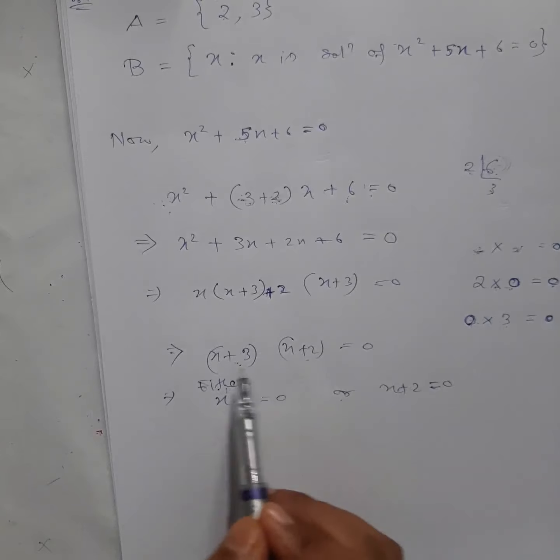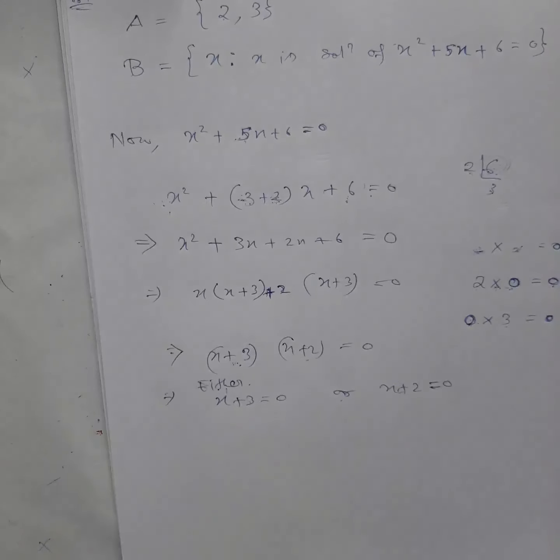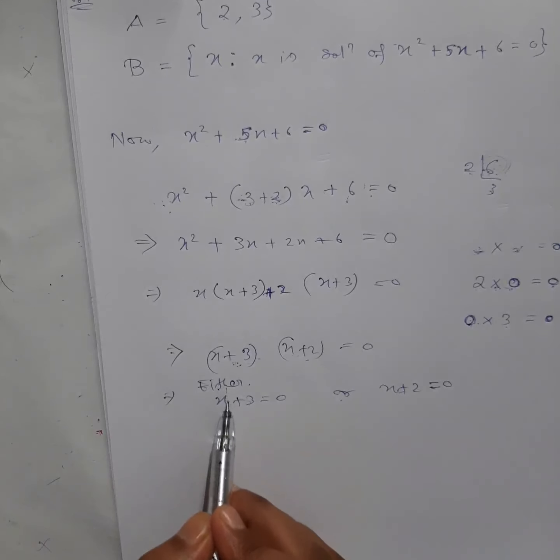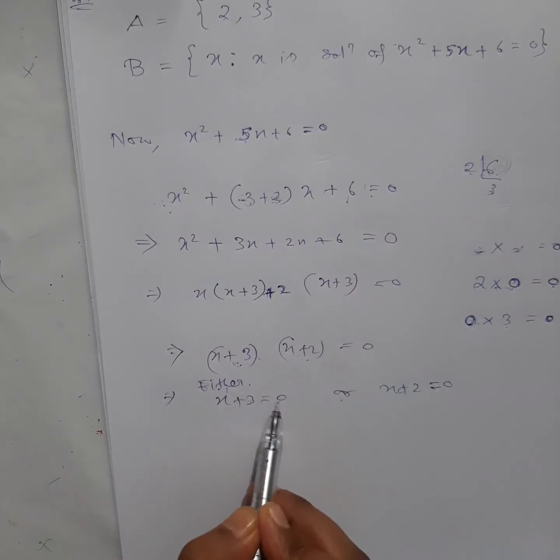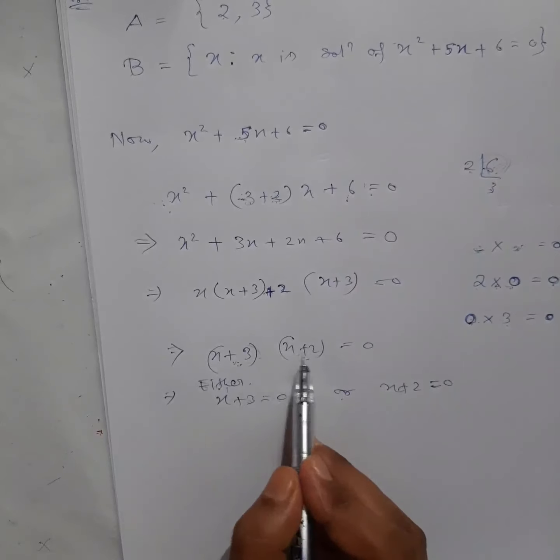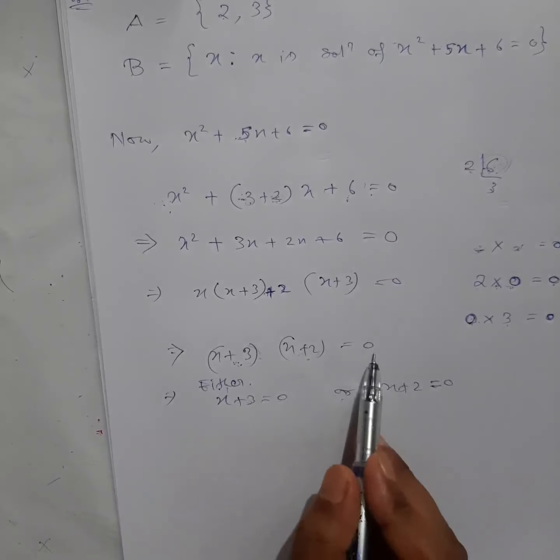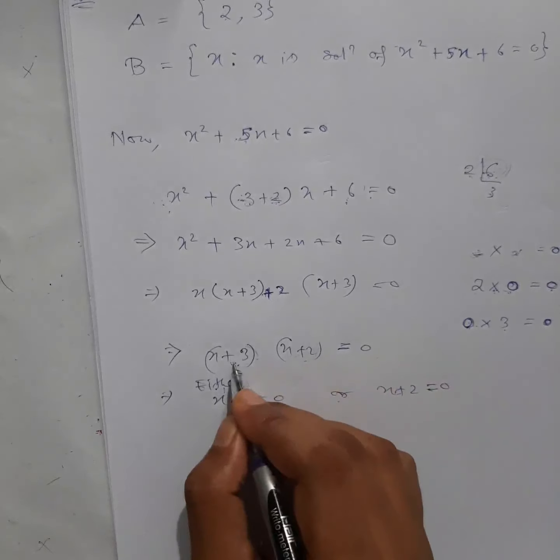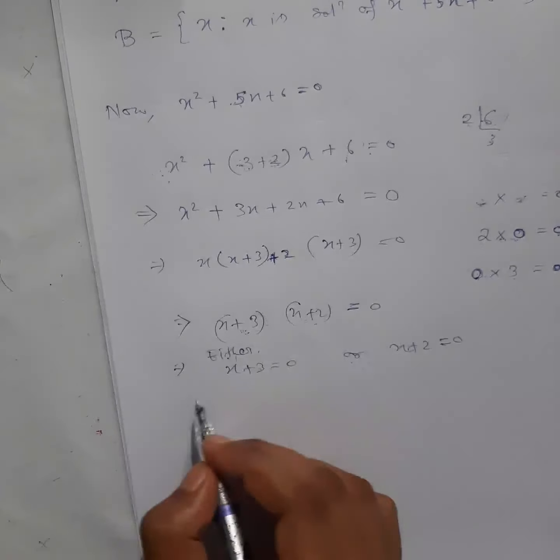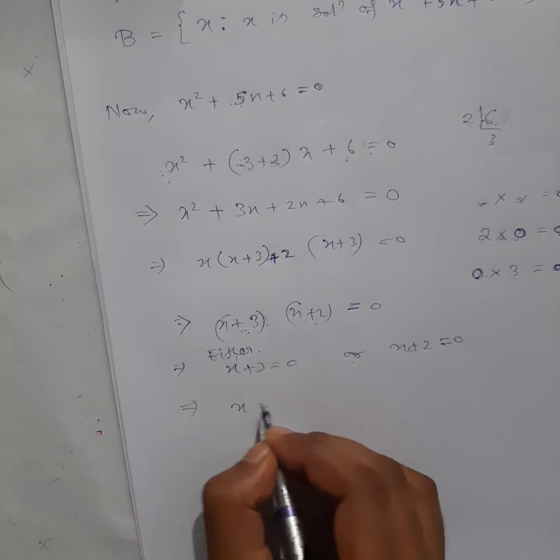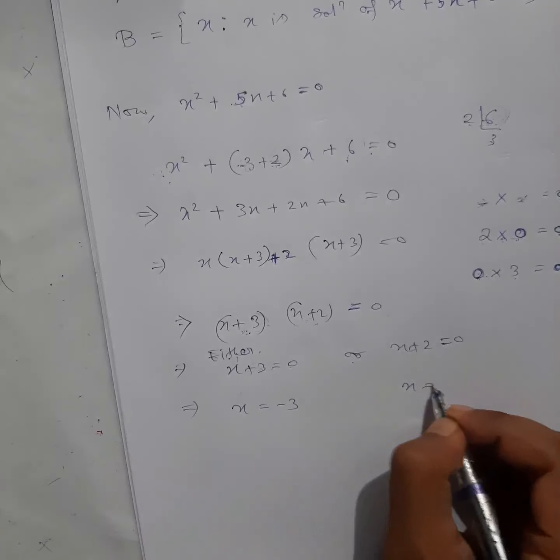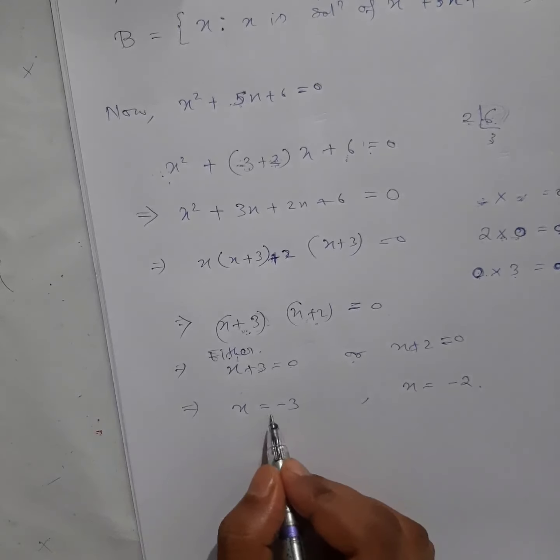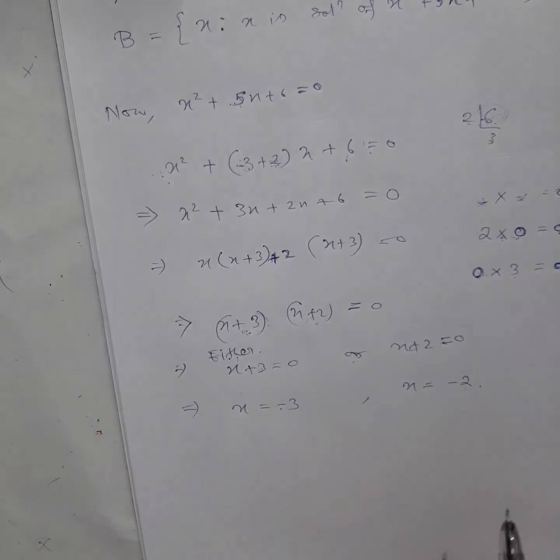In this case I don't know which one is 0, whether this or this, but I know one of them must be 0. That's why we write either x plus 3 must be 0 or x plus 2 must be 0. From this I get x equal to minus 3, and from this x equal to minus 2. So the solution I got is minus 3 and minus 2.